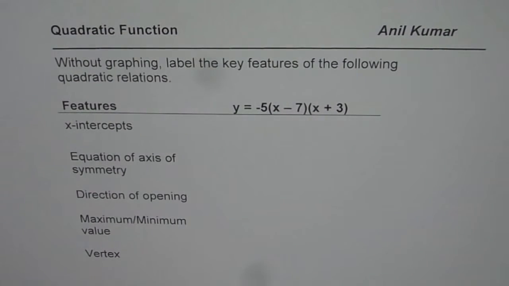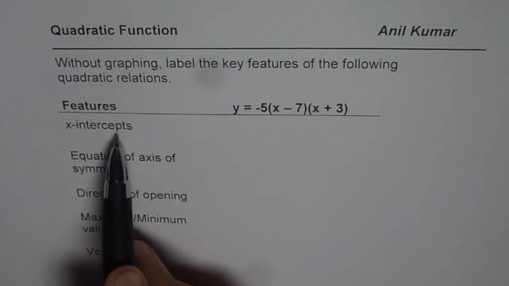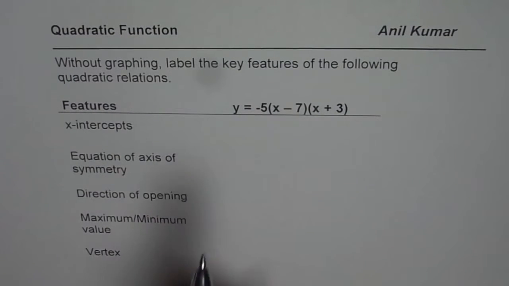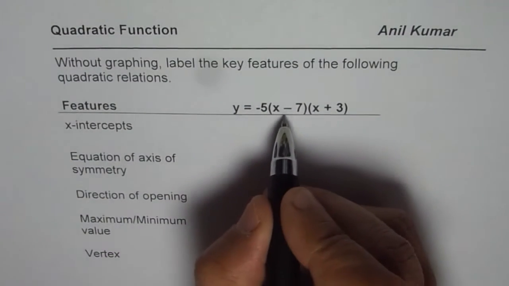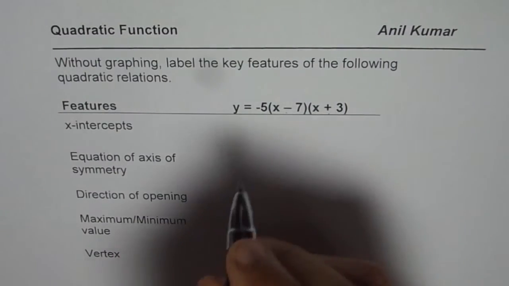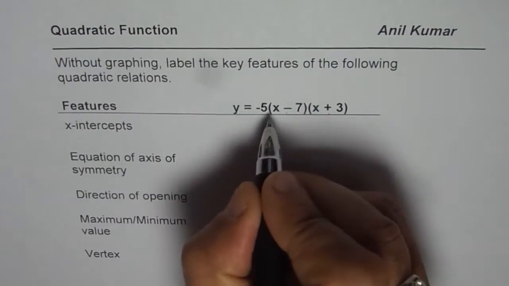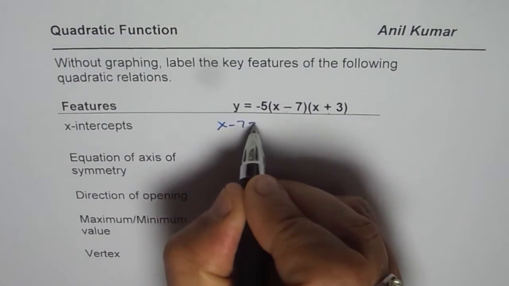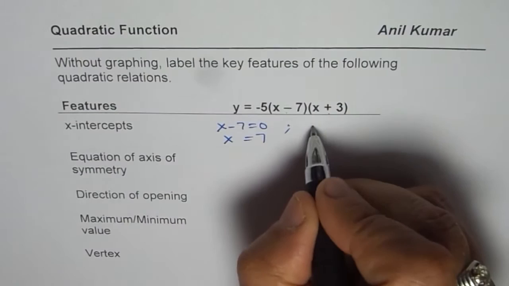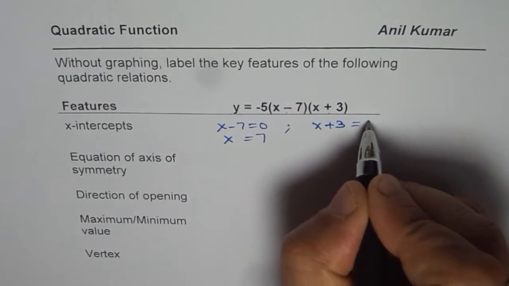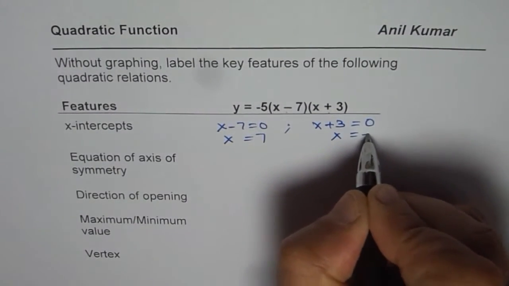Whenever you are given an equation in factored form, it is very easy to find the x-intercepts, and that's the reason why it is written right in the very beginning. So what are the x-intercepts for this function? X-intercepts are the values where y becomes 0. That means these two factors should become 0, right? So we calculate x minus 7 equals 0. That gives us x equals 7. This is one x-intercept. The other one is x plus 3 equals 0. That gives us x equals minus 3.